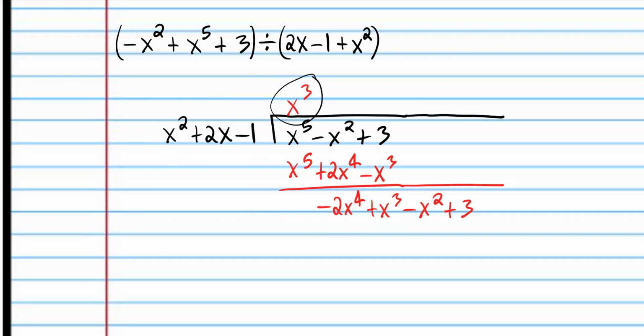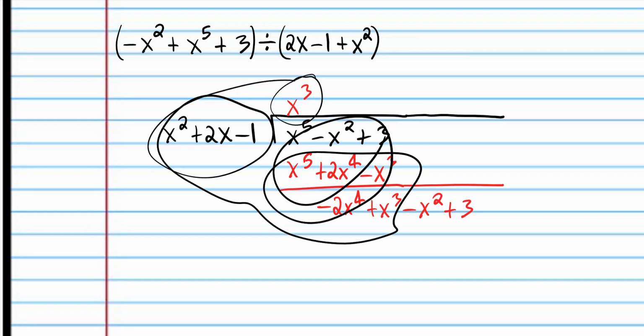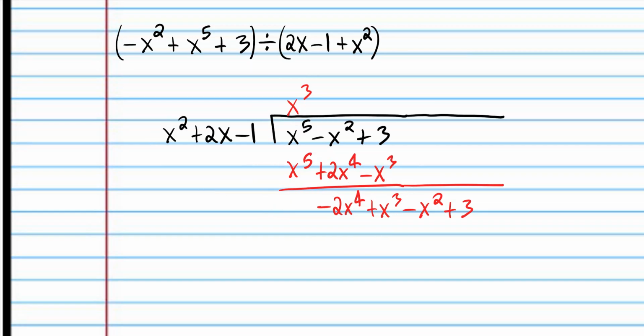Again, 3 steps. Figure out what the number is going to be, multiply it by the divisor, and then subtract. It's always 3 steps. So now we're going to start another cycle.